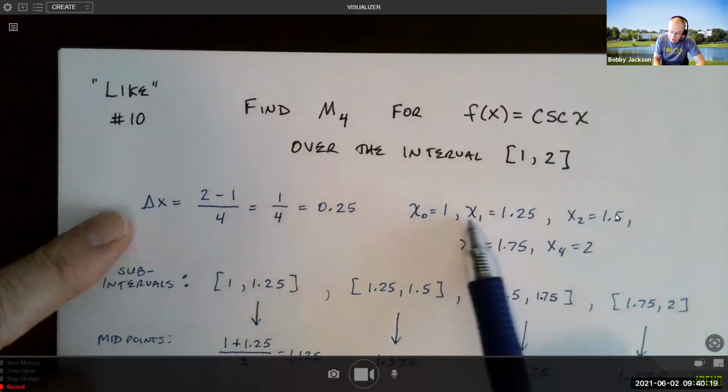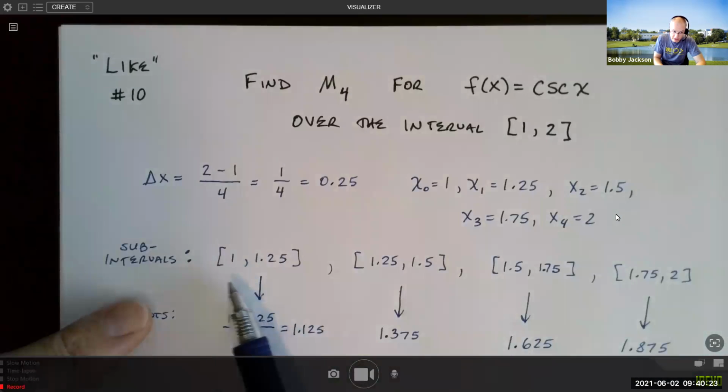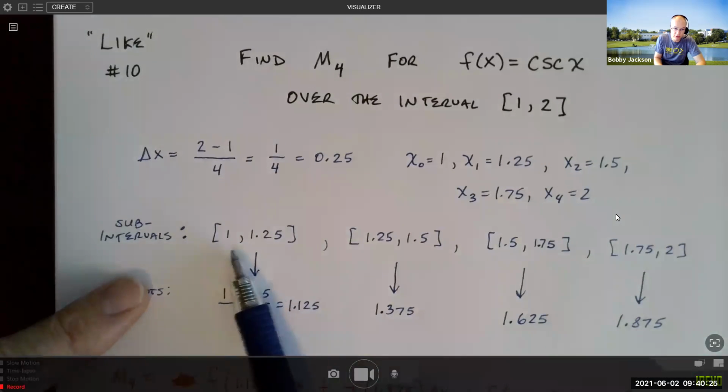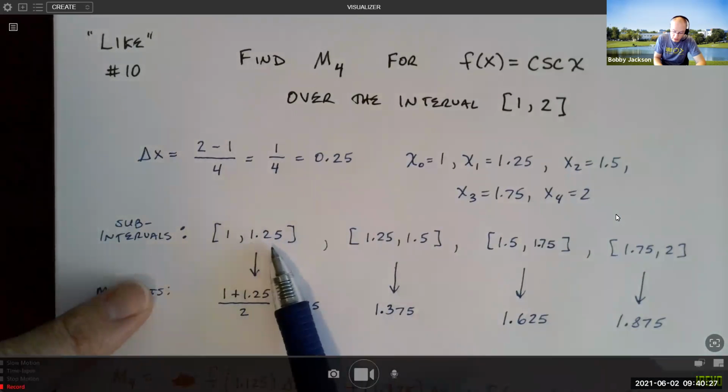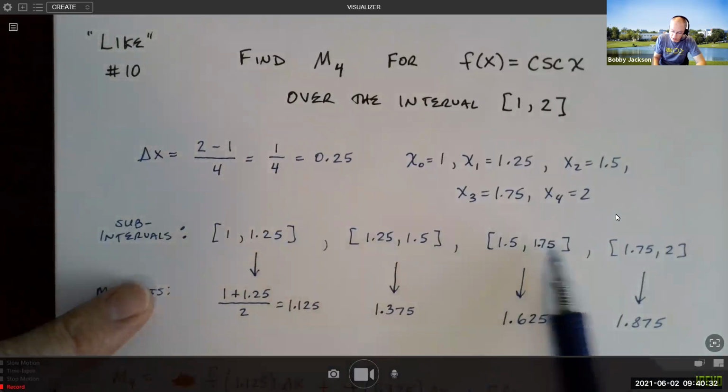So these are the dividing lines for our subintervals. I'll list our 4 subintervals here. The first one goes from 1 to 1.25, 1.25 to 1.5, 1.5 to 1.75, 1.75 to 2. So those are our endpoints.